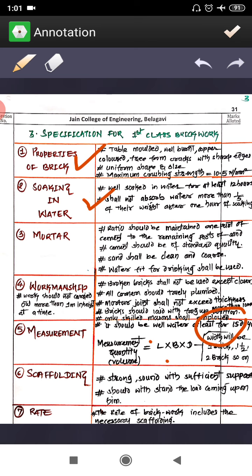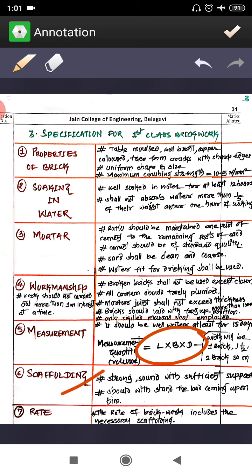And then measurement, how we are going to do the billing, is done directly by measuring the length, width and depth. The depth, you know, may be the floor to floor height. The width may be 1 brick thick, 2 brick thick, half brick thick, 1.5 brick thick. And length, as per the drawing, you have to check it out.